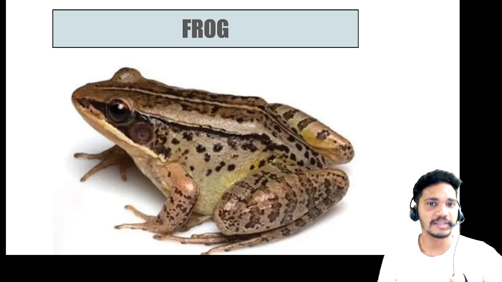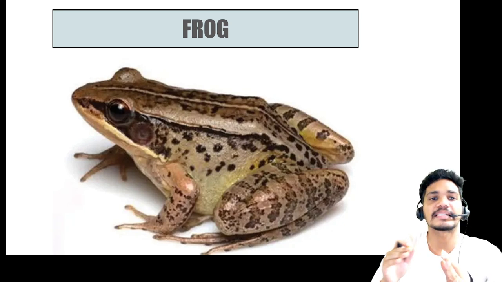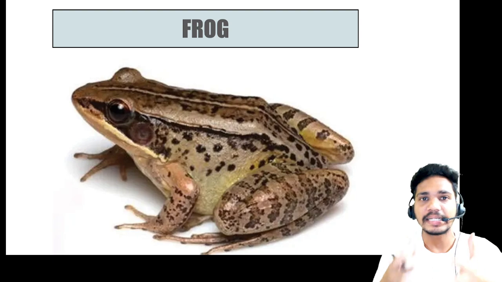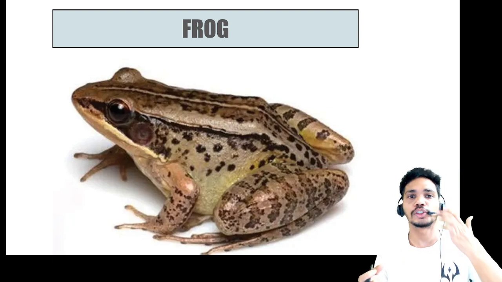So say hi to this Rana tigrina. Okay, so what is Rana tigrina? It's the scientific name of the frog. So let's study about the anatomy and the morphology of the frog.